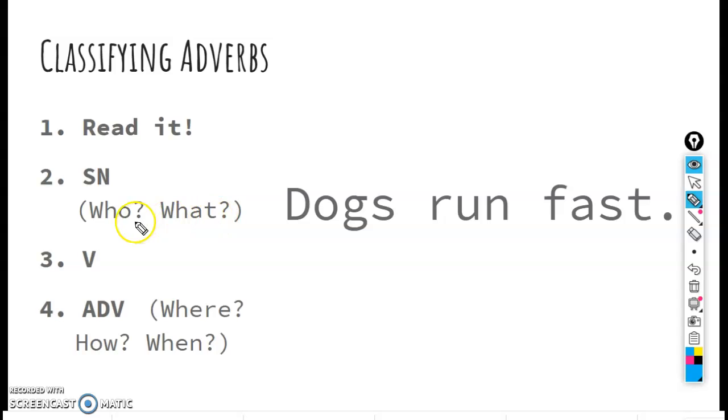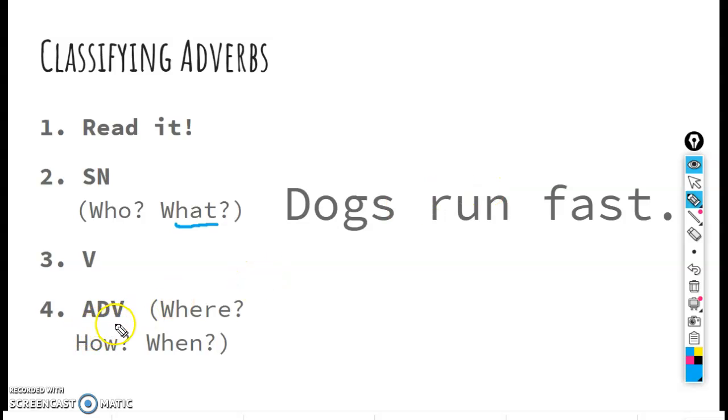But with subject nouns, I have to decide if it's telling me who or what. Who is if it's a person or people, and what is if the subject noun is anything else, so a place, thing, or animal. Dogs are not people, so I know that they are telling me what the sentence is about. The third step is the verb. That's the action word. Well, I can see that that word is run.